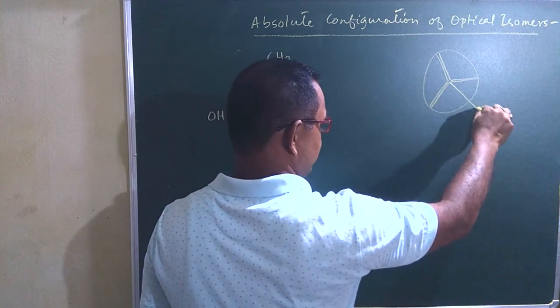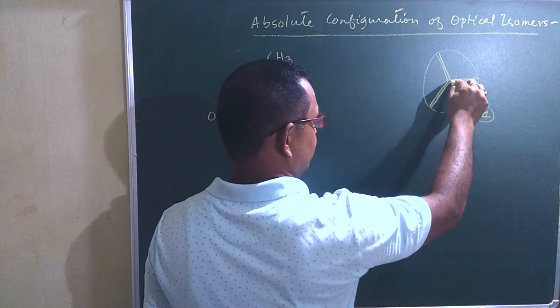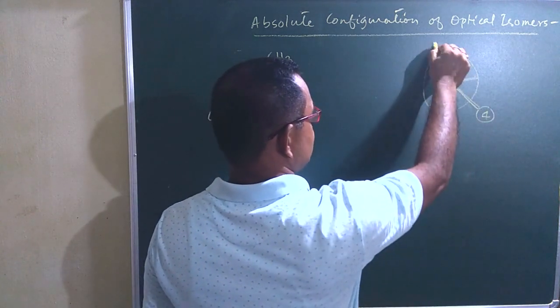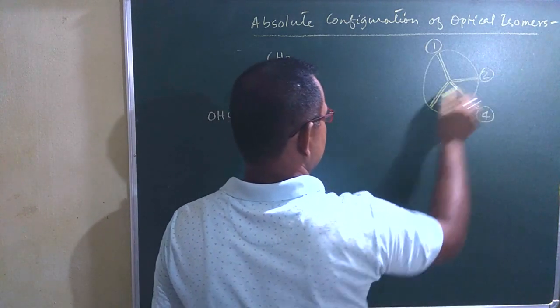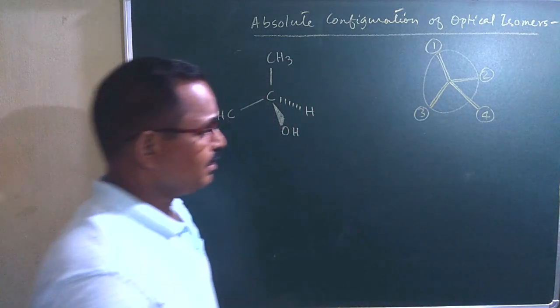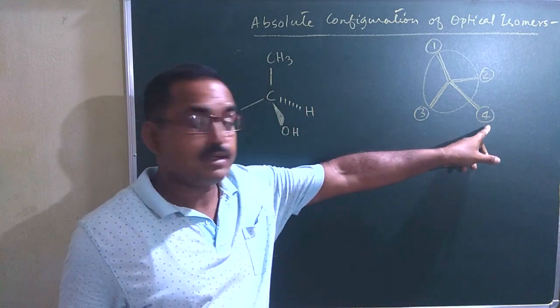This is the group with lowest priority, 4. Suppose this is 1, this is 2, this is 3. Lowest priority group.